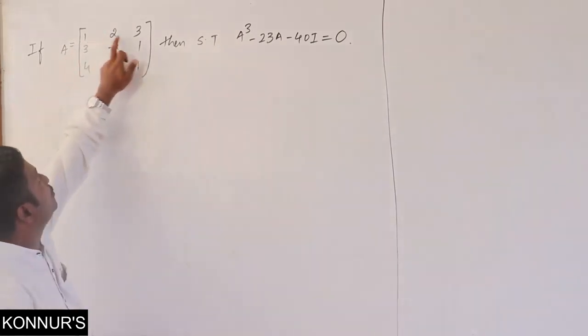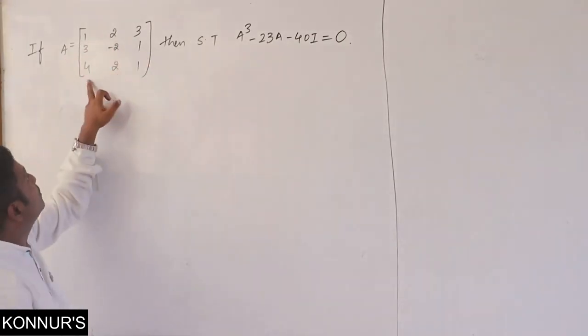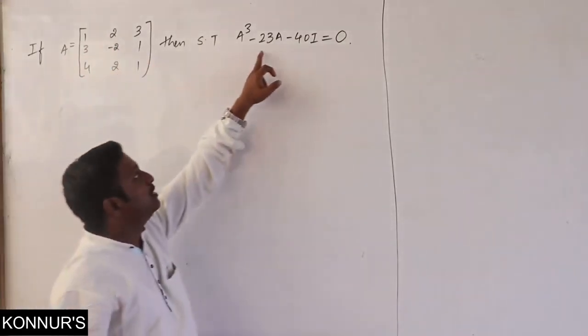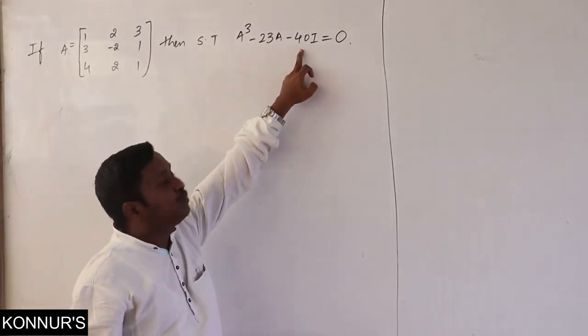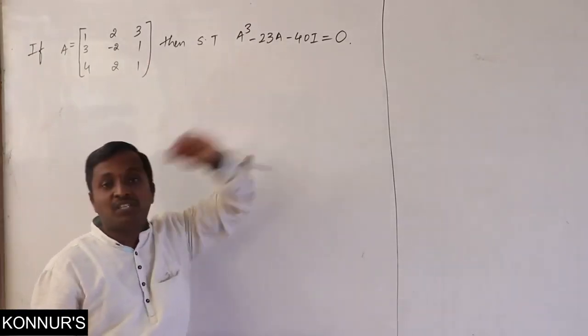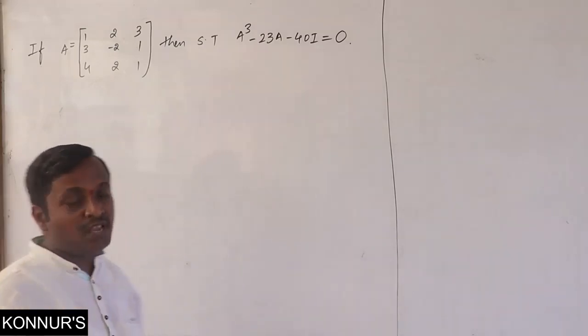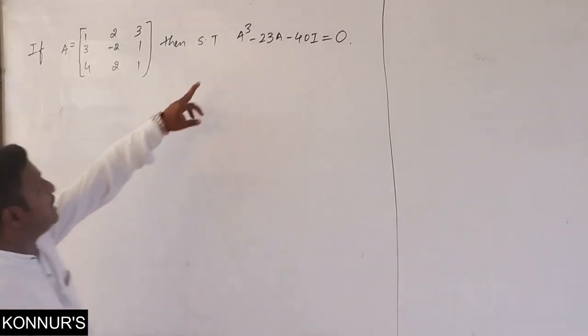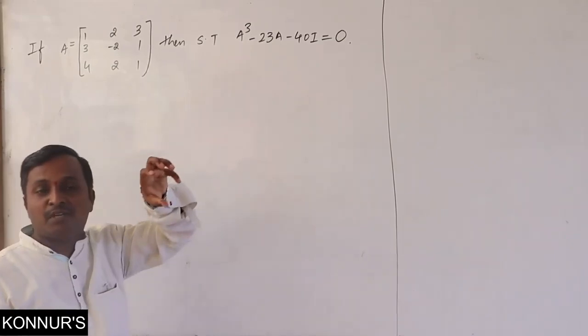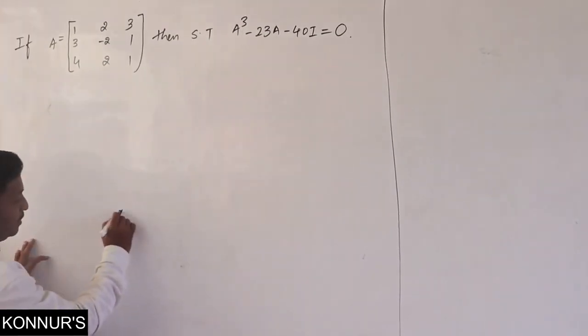If matrix A is 1, 2, 3, 3 minus 2, 1, 4, 2, 1, show that A cube minus 23A minus 40I is equal to O. O is nothing but a null matrix. It is O. Okay? And observe that A cube we need to find. A cube is nothing but what? We can rewrite it. I will explain it.